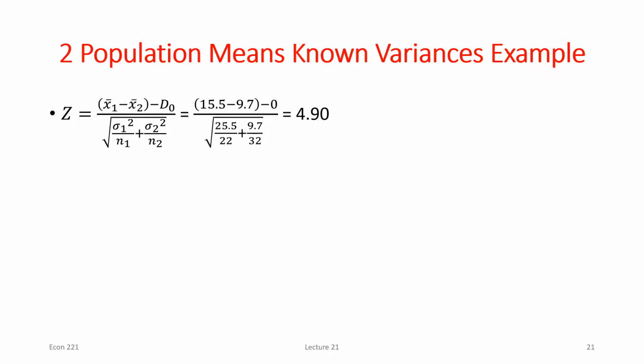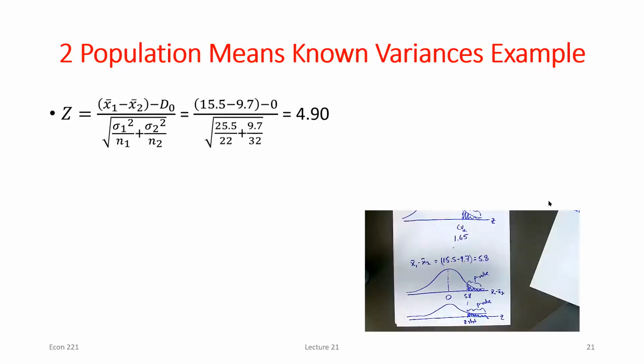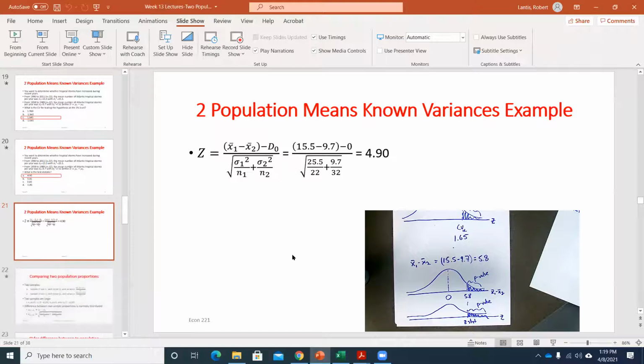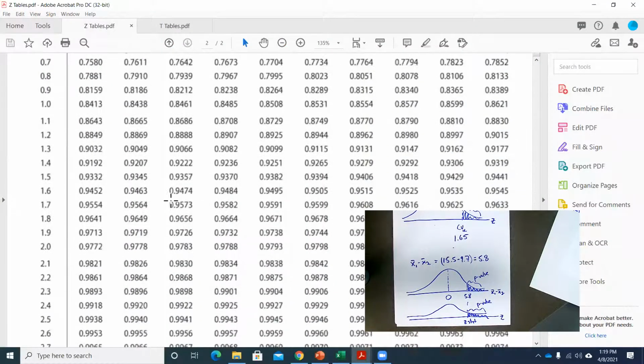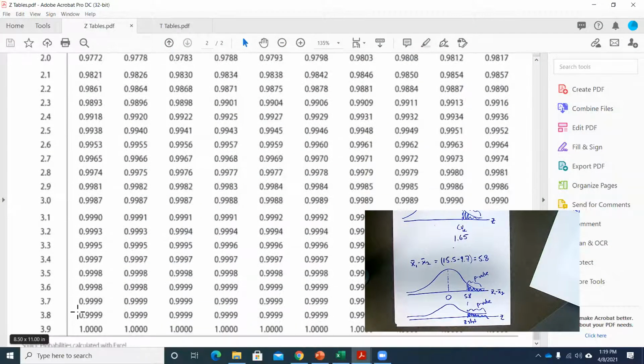We might not be very comfortable or overly familiar yet, but if I have something that's 4.9 standard deviations away from the mean, what's my p-value going to be close to? So if I go to my standard normal table and I try to look up 4.9, what's going to happen? It only goes up to 3.9, right?